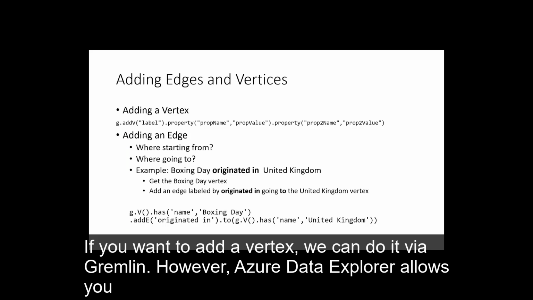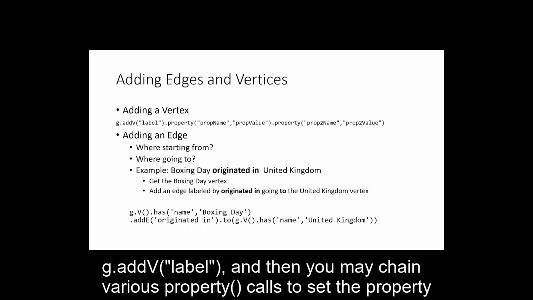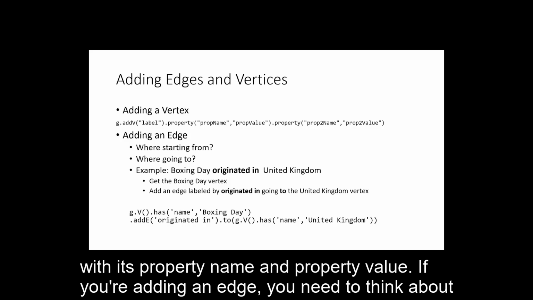If we want to add a vertex, we can do it via Gremlin. However, the Azure Data Explorer allows us to add a vertex using their UI. To add a vertex using Gremlin, it's g.addV, specifying the label in your addV call. And then you may chain various property calls to set the property with its property name and property value.